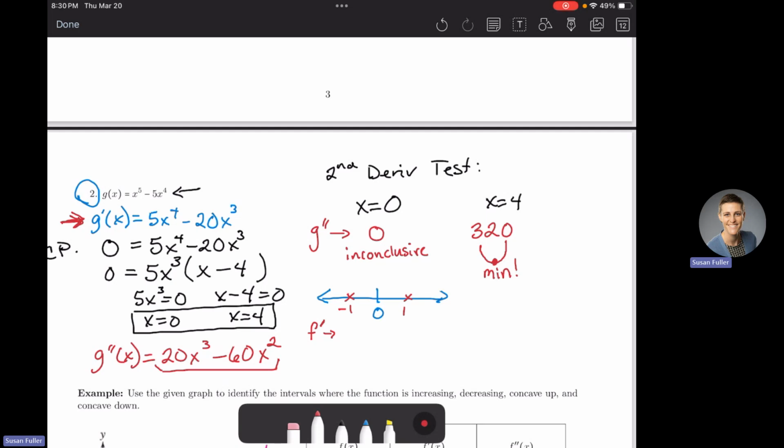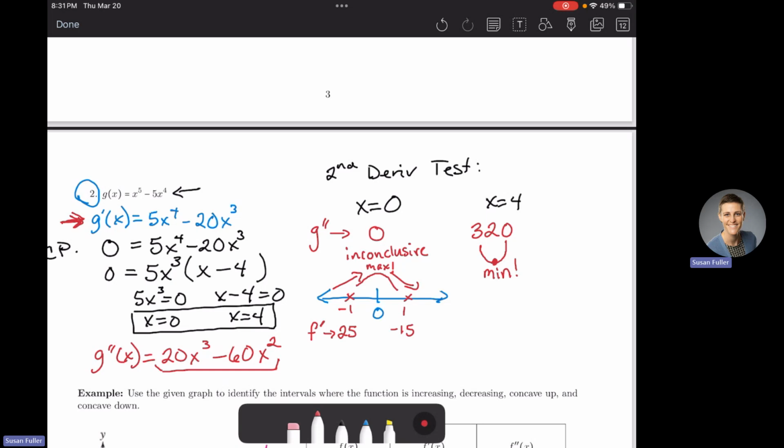And when I plug 1 in, I get a slope of 25. Because my slope is positive, I know I'm increasing on this side. And we'll plug positive 1 into my first derivative. And when I made my calculator do that, I got negative 15. Okay, because I got a negative 15 out of my first derivative, that means the slope is negative. I'm decreasing here, and that means at x equals 0, I go from increasing to decreasing, I'm at a max.